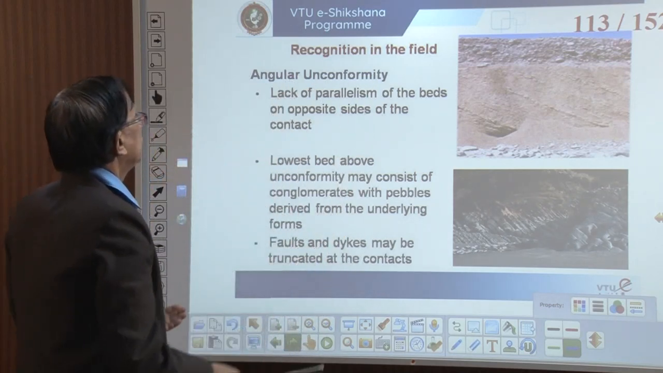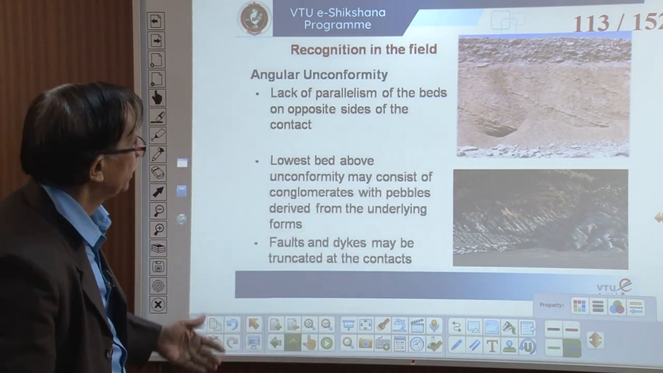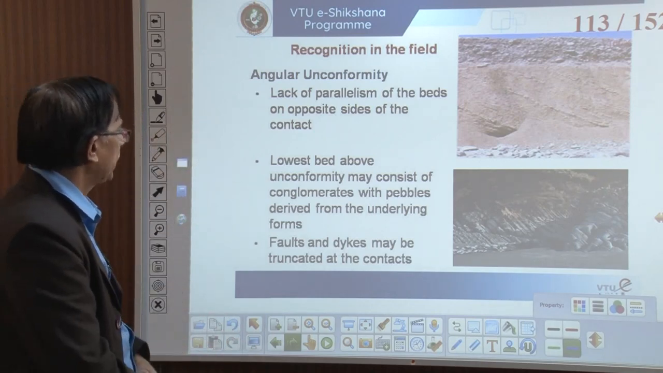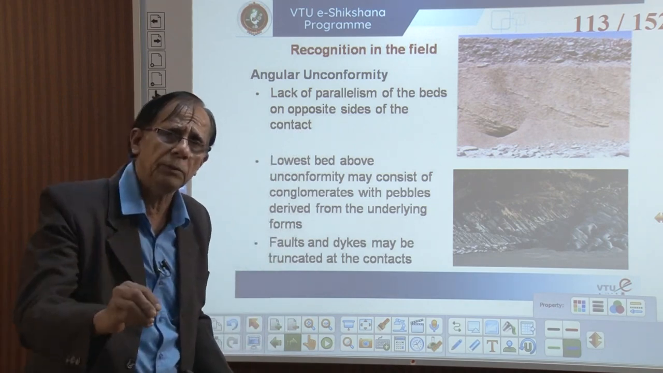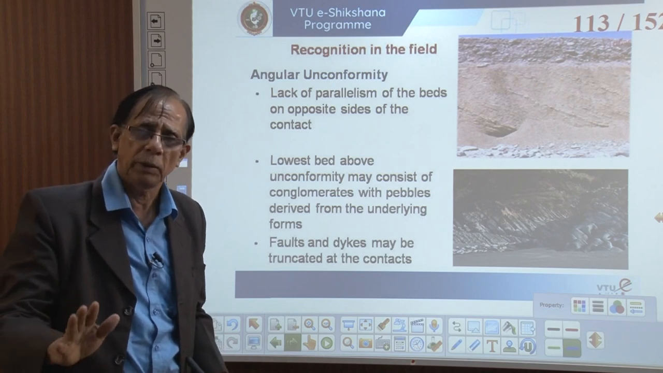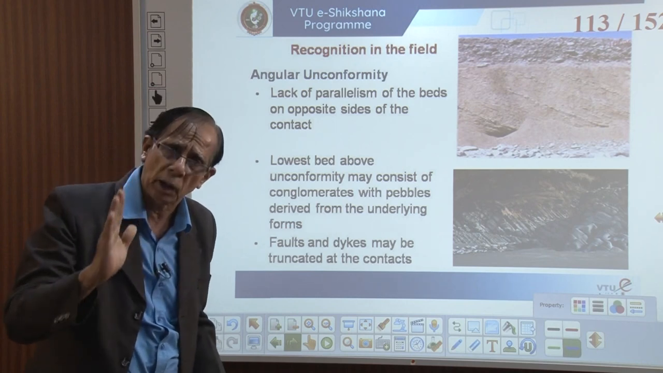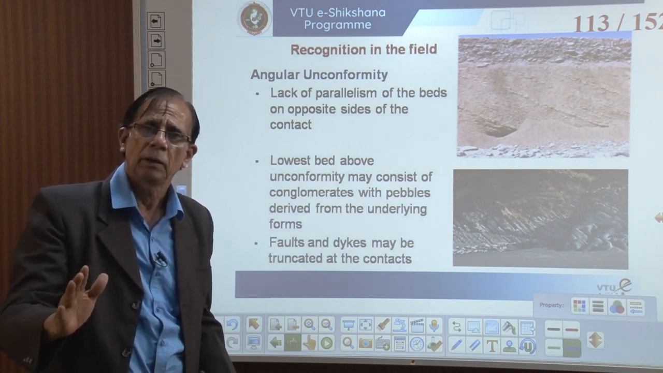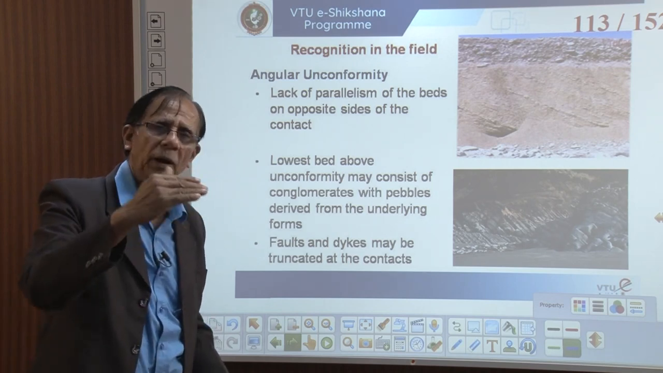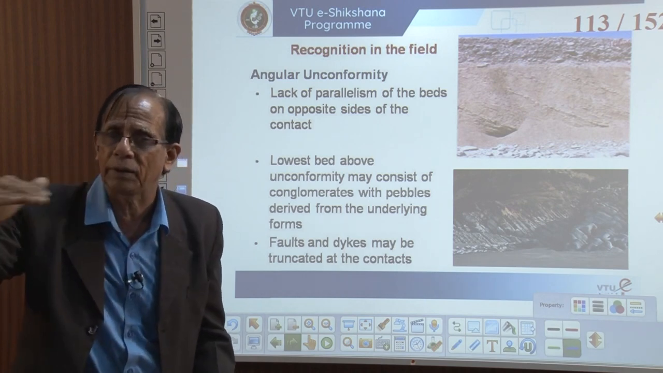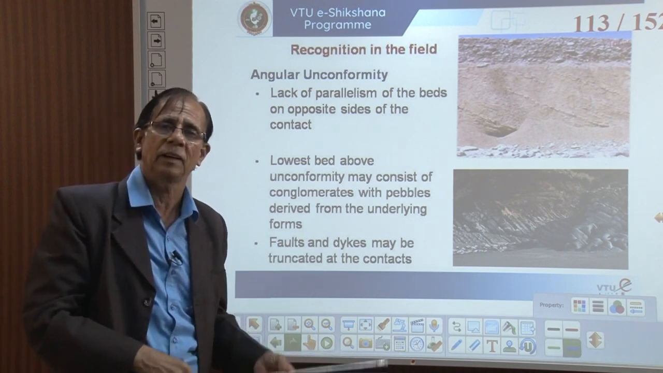Angular unconformity, as I said, is a lack of parallelism of the beds on either side of the unconformity. If the rocks below and above are not parallel, we say it is an angular unconformity. I said unconformity, meaning I have already identified it. Above and below a particular contact, if rocks are not parallel to each other, there is an unconformity.